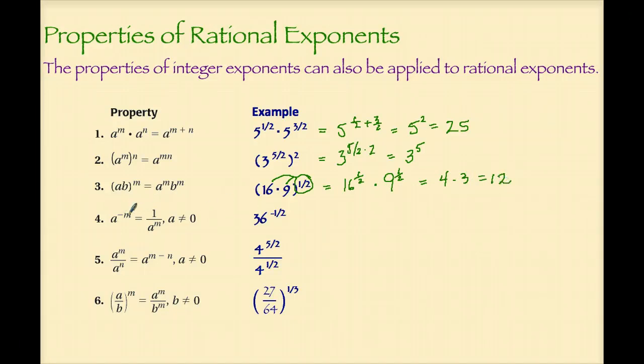This property says that if you have a negative exponent, that quantity should be placed in the denominator of the fraction.